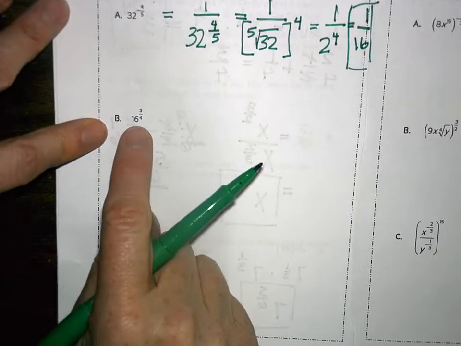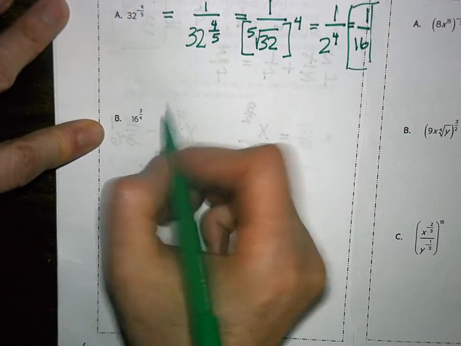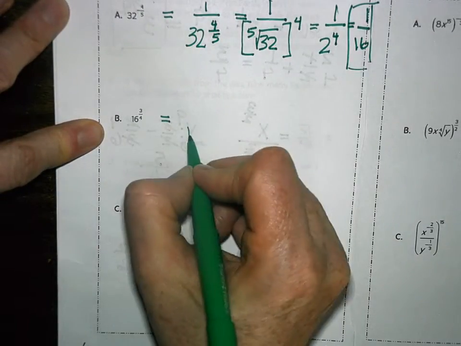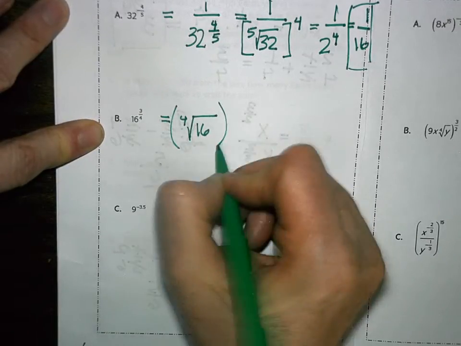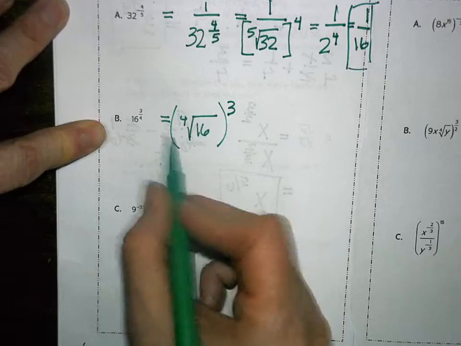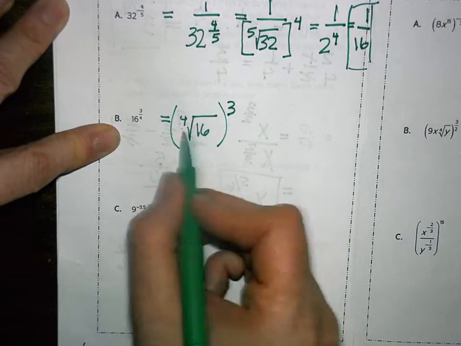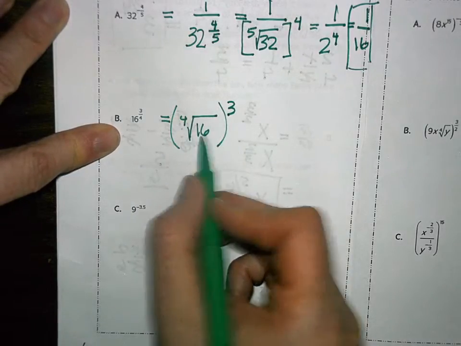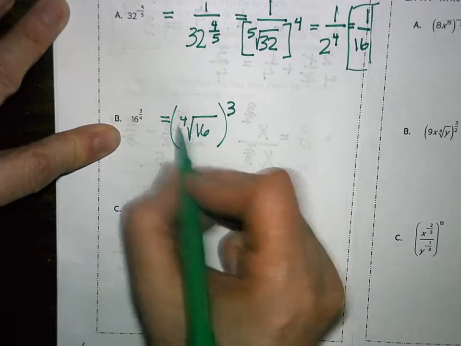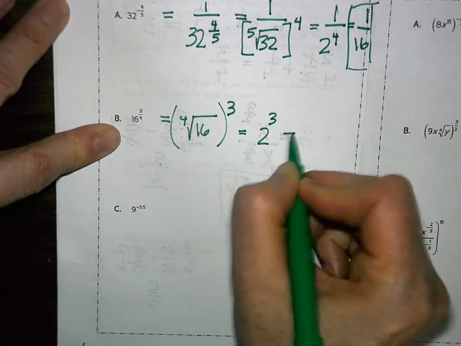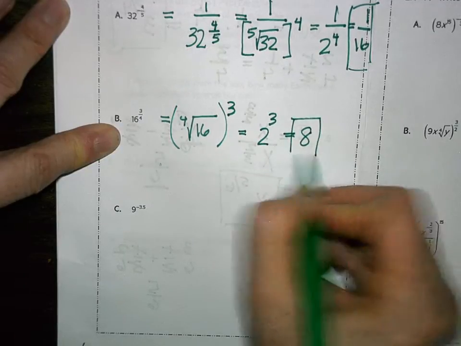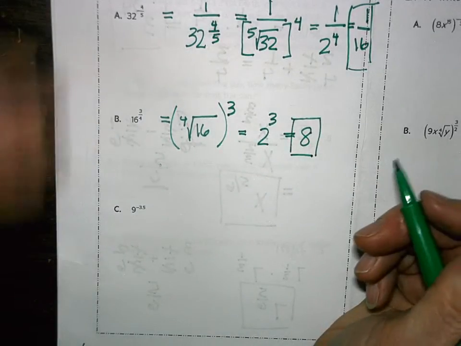Okay. Now, I also know that the 4th root of 16 is 2. So let's do this one again. If I write the 16 to the 4th, take the whole thing to the 3rd, and that's what this is, right? I just broke it down. If I were to redo it, it would be 16 to the 3/4. So the 4th root of 16 is 2, so 2 to the 3rd power equals 8. I'm just going back and forth, breaking them down.